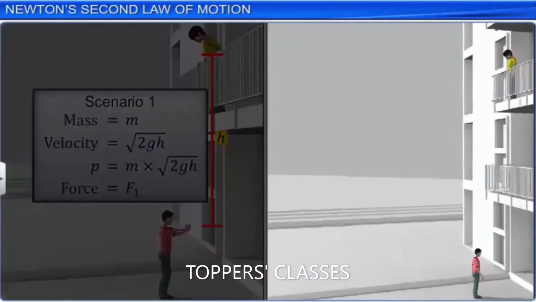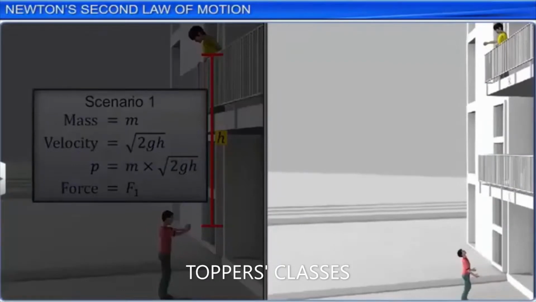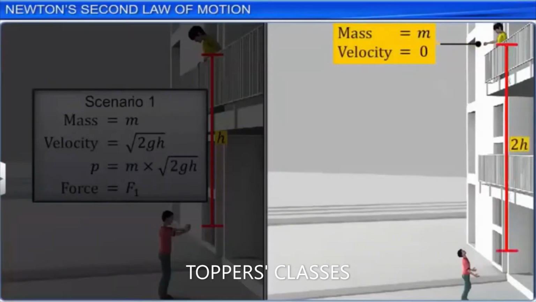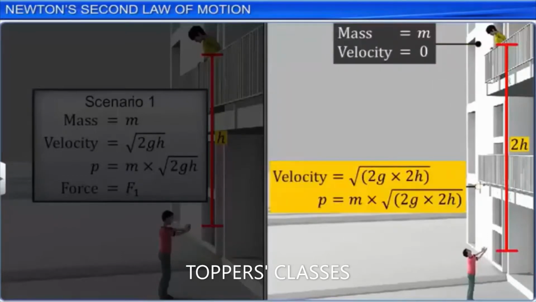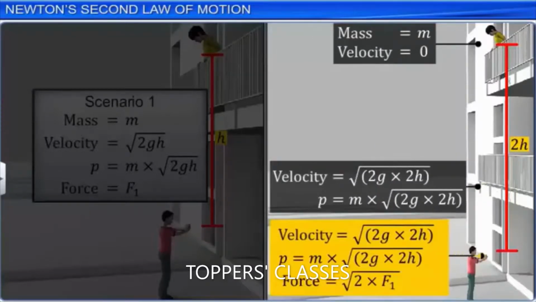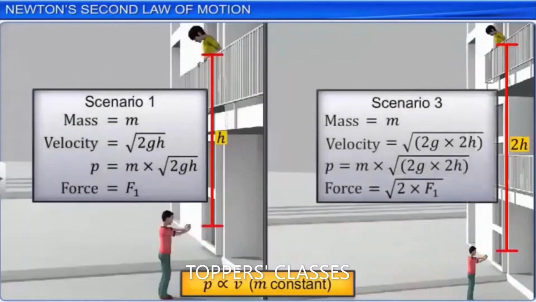In the same scenario, if a ball of mass m is dropped from the second floor balcony from a height 2h, its velocity increases and therefore its momentum also increases. Consequently, more force is required to catch the ball. Here, the momentum increases due to an increase in velocity.